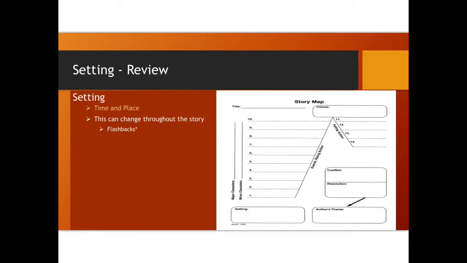The key part of setting is that it is both the time and the place. This could mean the time is summer and the place is by the lake, or the time could be back in the 1800s and the place is near a castle. Notice that flashbacks can also change the time and place throughout the story. Longer stories will typically have more than one time or place, but we think about the main setting, the start of our book, and we might write down others from there.